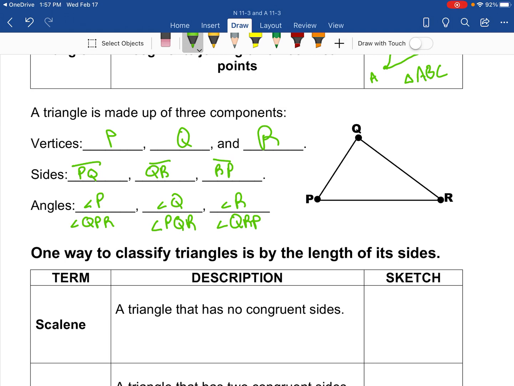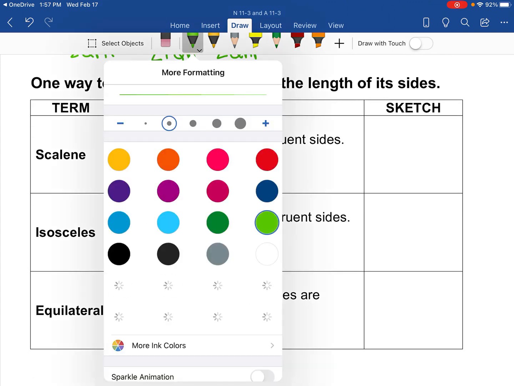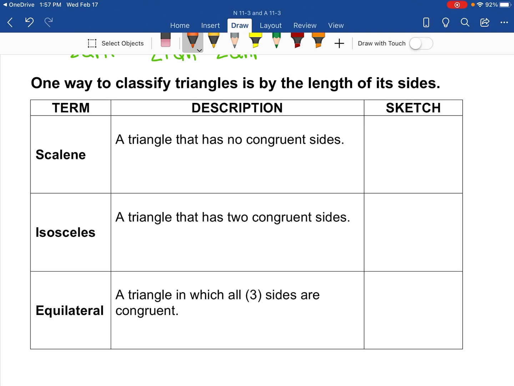Okay. Types of triangles. So one way to classify triangles is by length. Okay, length of the sides. The triangle that has no congruent sides is called a scalene triangle. None of the sides are the same length. So here's an example of a scalene triangle. A triangle that has two congruent sides is called an isosceles triangle. If two of the sides are the same, it's isosceles.